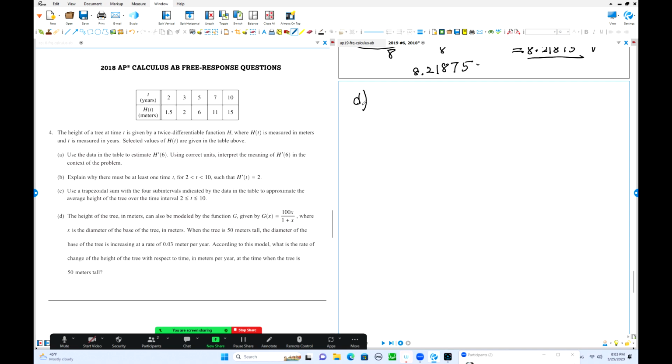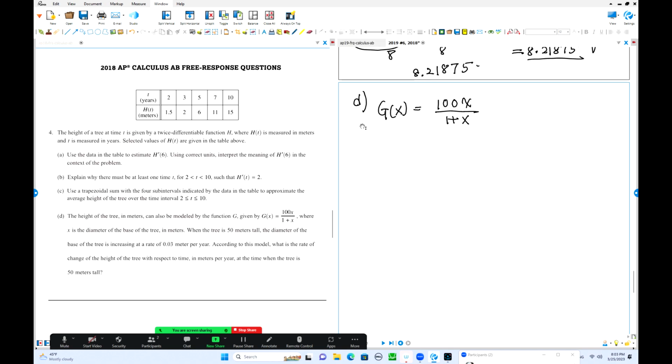The height of a tree in meters can be modeled by the function. Now they define the function g of x is 100x over 1 plus x. This is another tree, okay? This is not the h of t, this is a new one, right? The height of a tree in meters can also be modeled by g. They use the same letter, but this is by the equation we use, g of x. Yeah, that's fine.